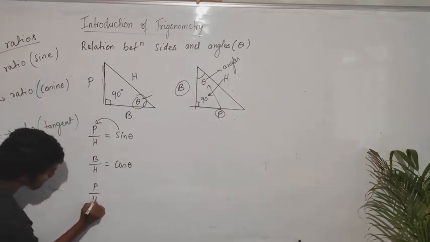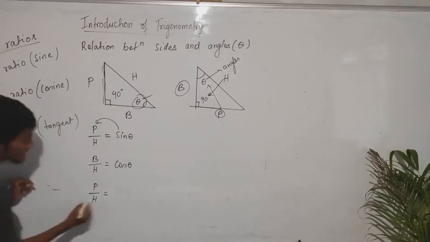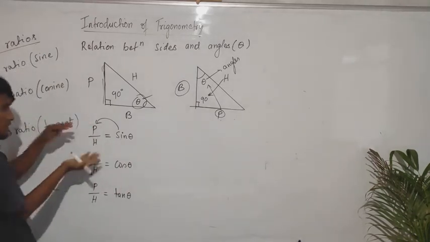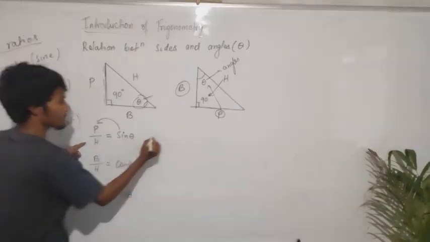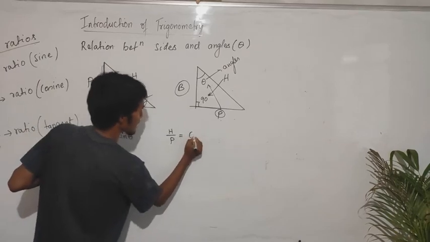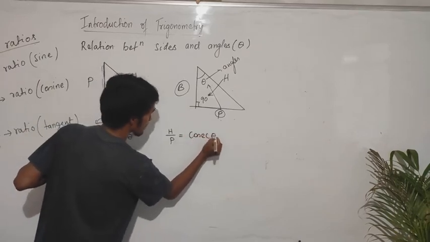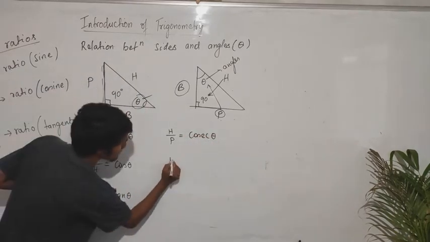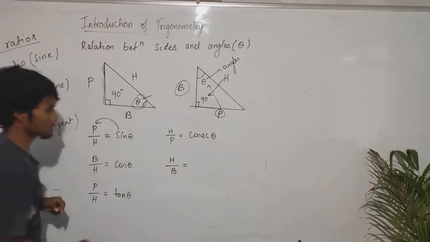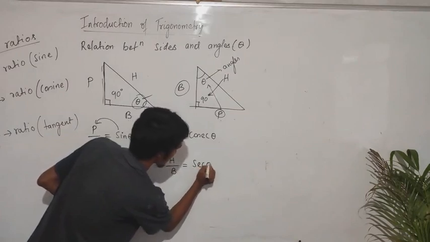Then P by H, this is tangent. Then we write in short tan theta. Then the reciprocal of this, H by P, has a name: cosec theta. Then the reciprocal of this one, H by B, is given as sec theta.